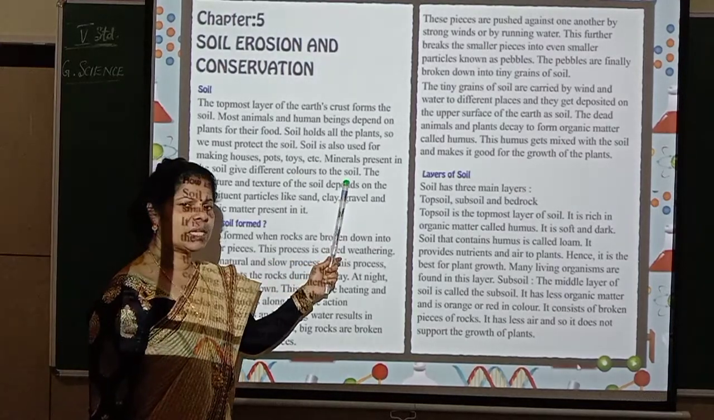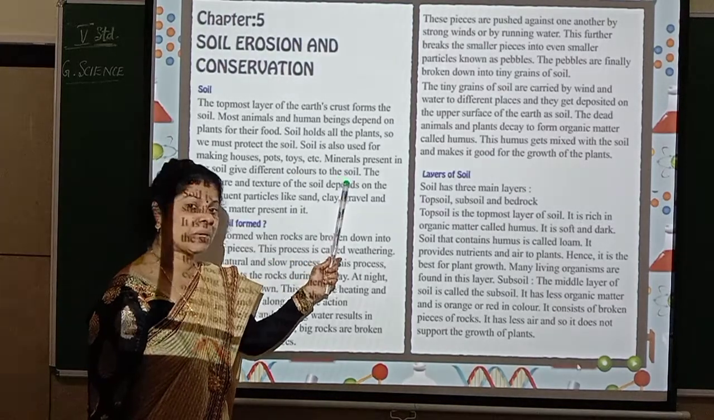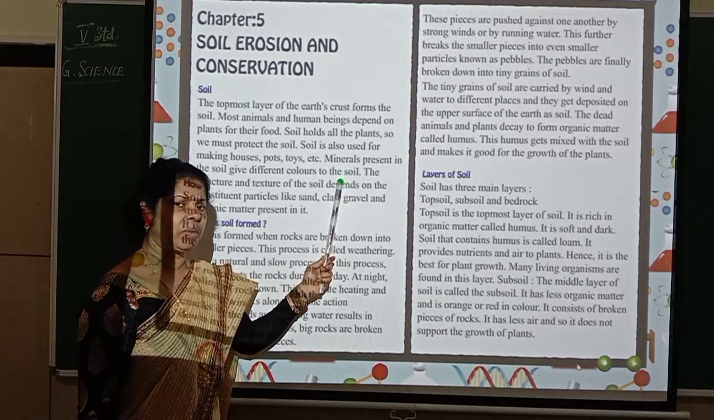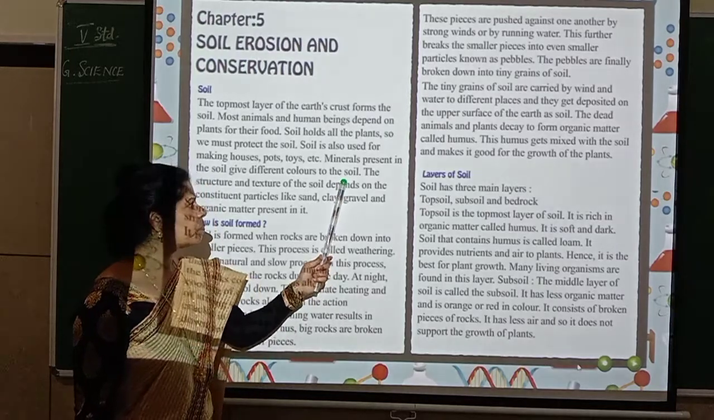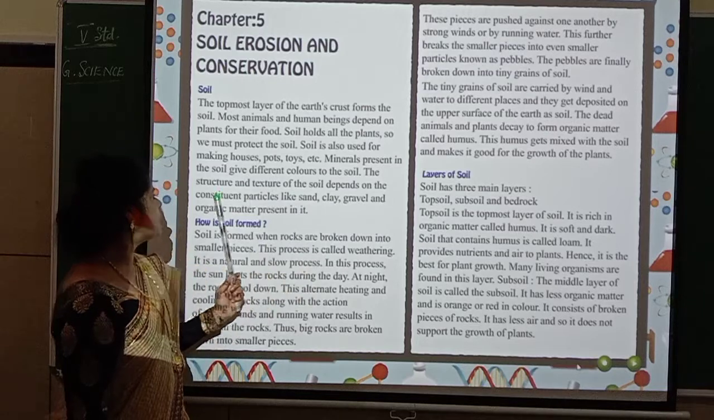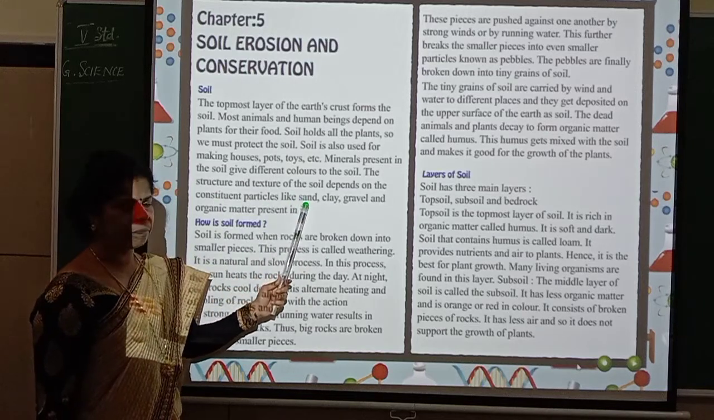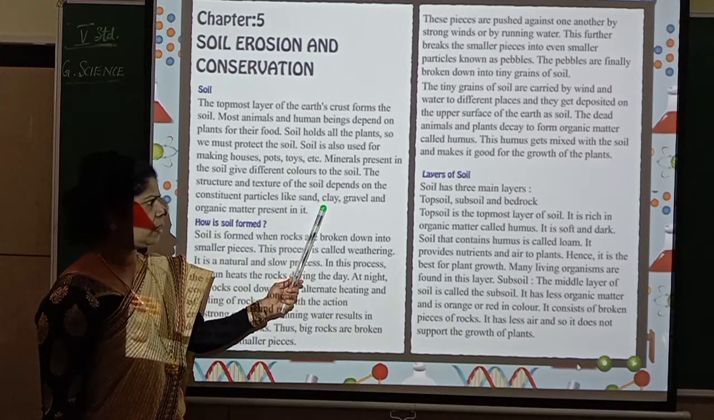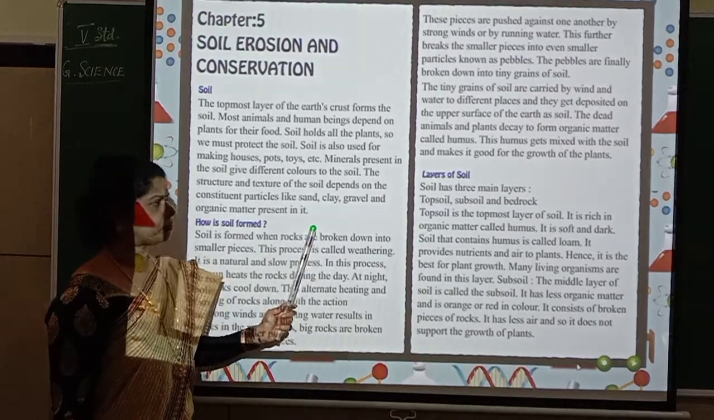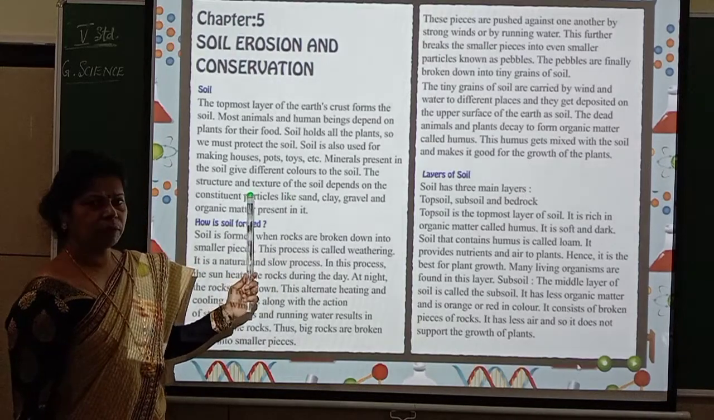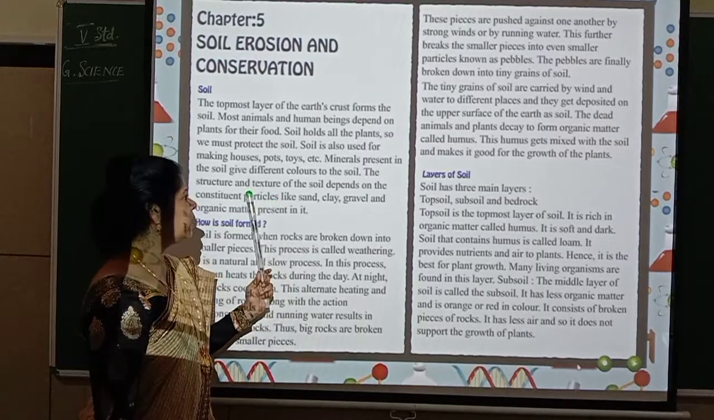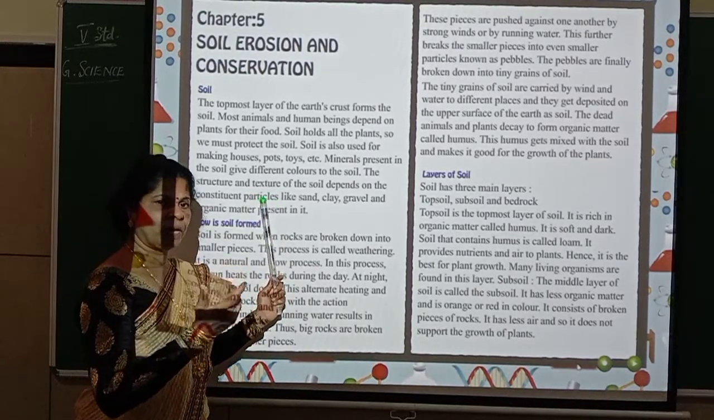So why the different colors? Sometimes it is red, sometimes it is black, sometimes yellow. All this will be there. What is the reason? It all depends upon the minerals deposited in it. Understood? So, the structure and texture of the soil depends on the constituent particles like sand, clay, gravel and organic matter present in it. When you look at the soil, you see the structure, how it appears. And texture means when you touch it, you feel the texture, how it is.